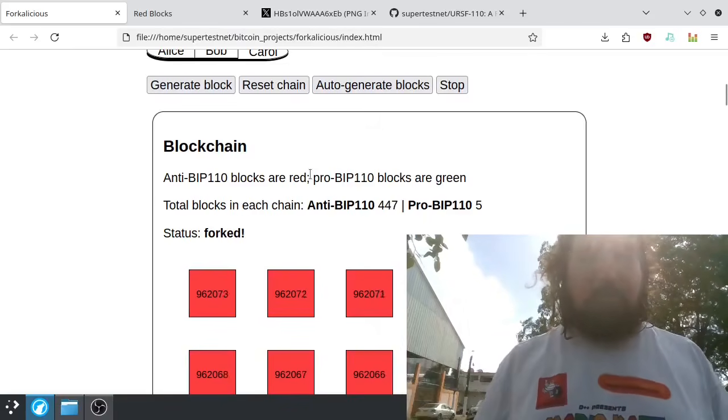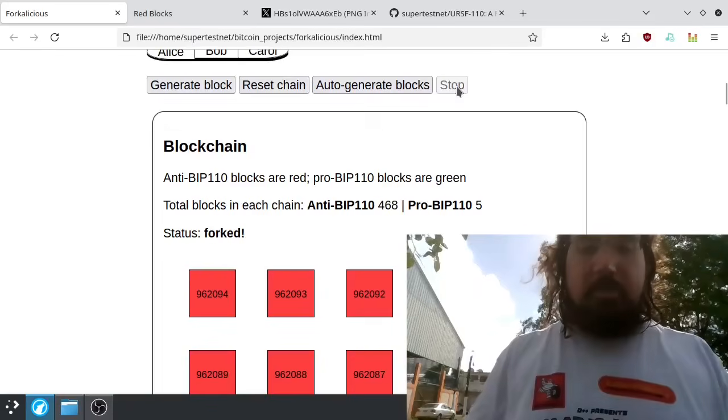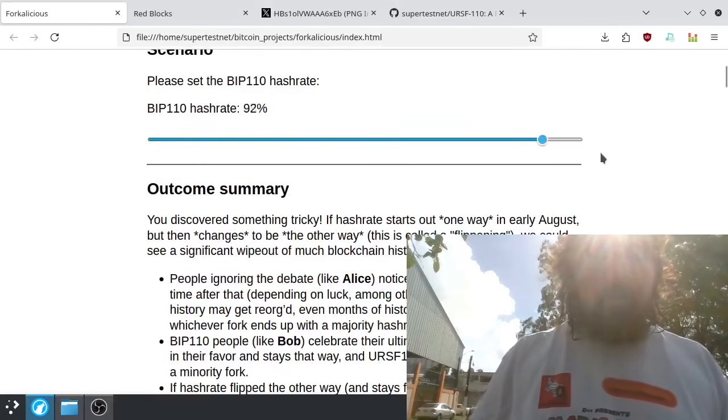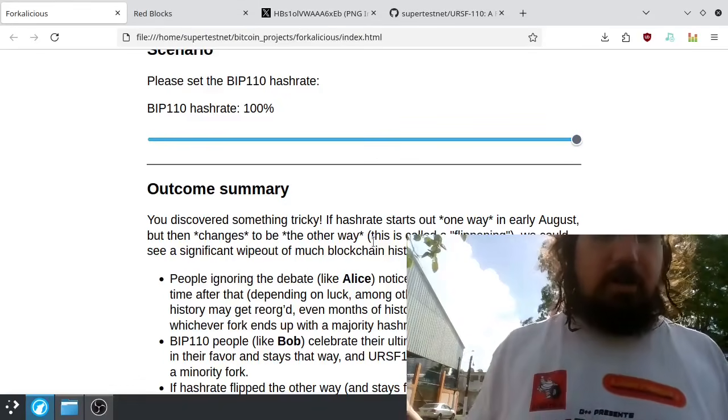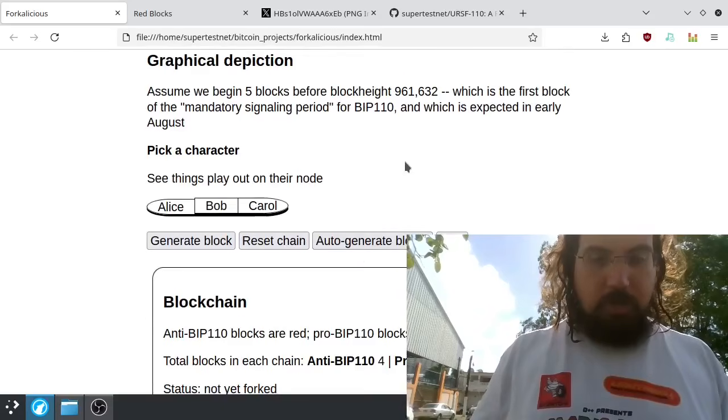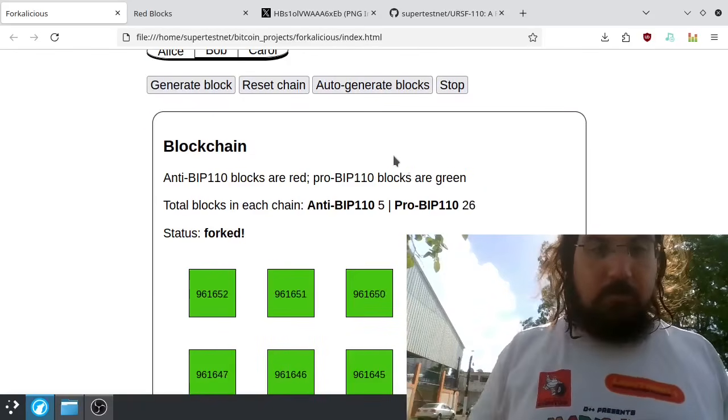She's aware of it and she's happy and she's going along with it. That's the best case scenario for Alice, or it's an extreme the other way. If all of the miners signal for BIP 110, let's reset the chain and start generating blocks. They're all of them green, just like this.